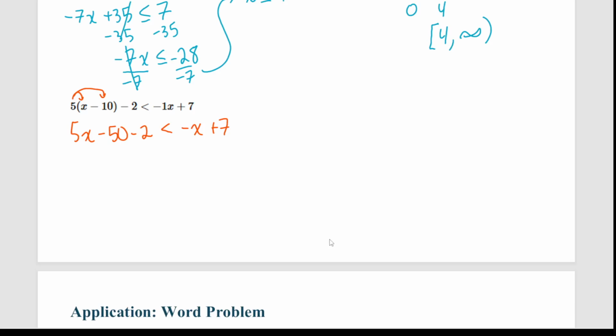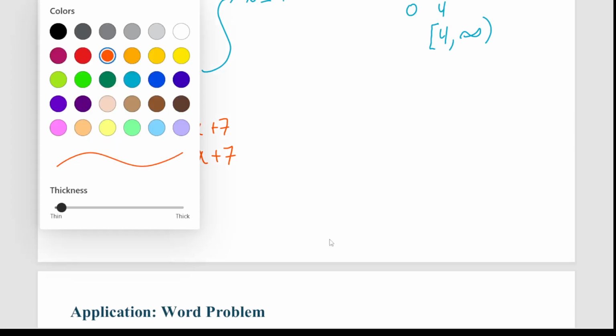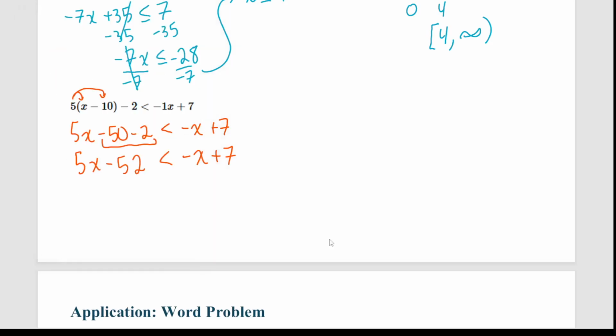Then we're going to continue to simplify our left-hand side a little bit more, so we'll have 5x minus 52, because negative 50 and 2 are like terms, is less than negative x plus 7. And then our goal again is to get x by itself, and it's recommended you keep your x's on the left-hand side if you can. So I'm going to add x to both sides. That will cancel out to make 0. I'm left with 6x minus 52 is less than positive 7.